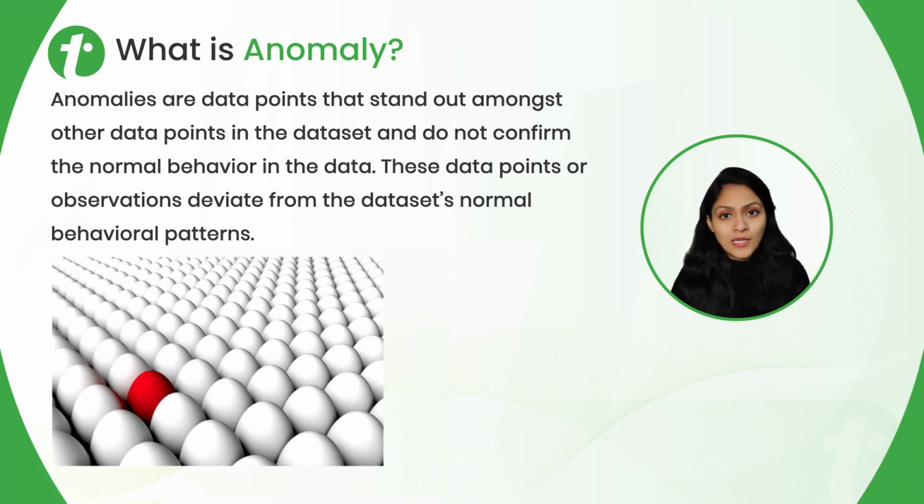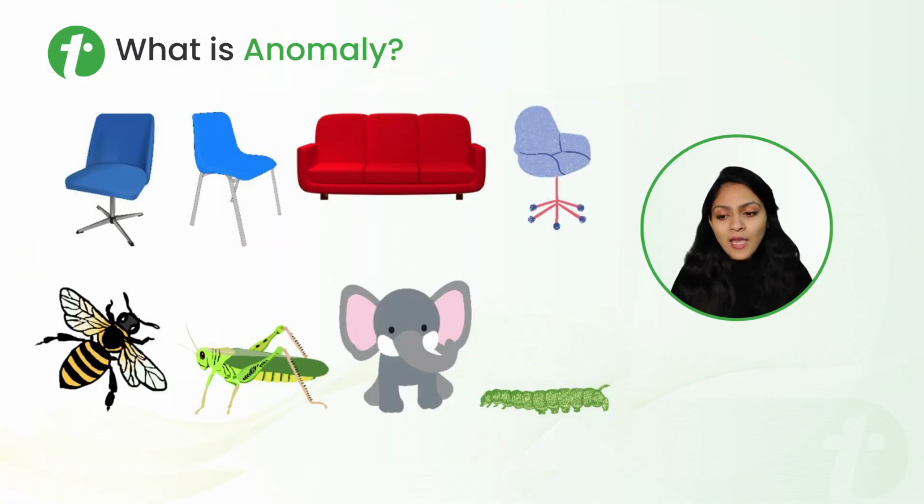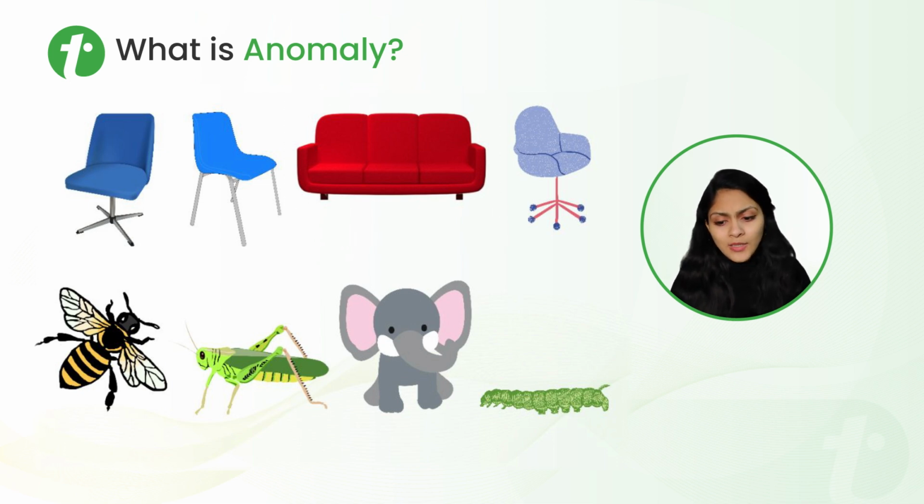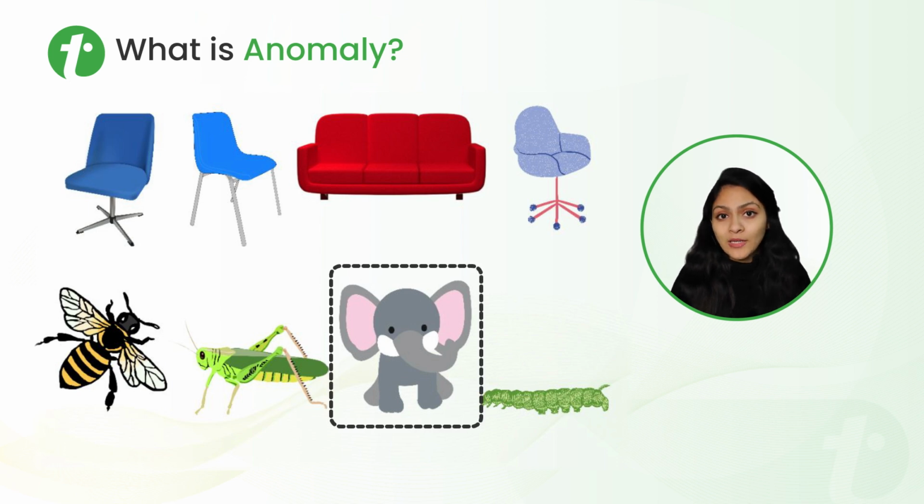Let's understand anomaly with some examples. Let's say we have these two groups. If I ask you what is the anomaly in the first group, then definitely this red color chair is an anomaly. Why? Because this chair is deviating from the normal color of all other chairs, that is blue in color, but this chair is red in color. If I ask you what is the anomaly in the second group, then definitely this elephant is an anomaly. Why? Because all other creatures are insects, but this elephant is an animal.